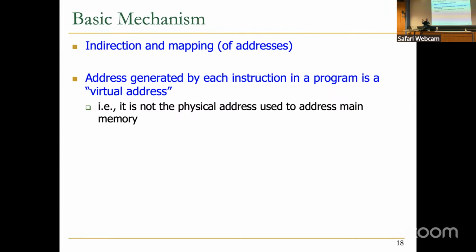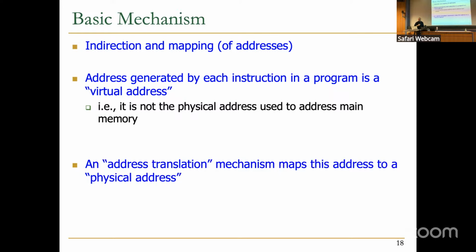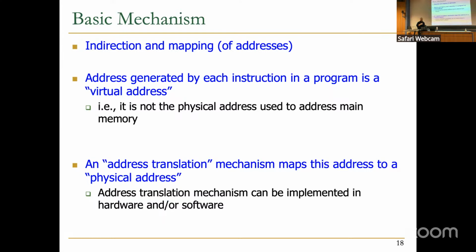When you write your C and Python programs and you print the addresses, right? These are virtual addresses. These are not physical addresses. Underneath, the system goes and translates these addresses so that it's able to access the physical memory. So an address translation mechanism maps the virtual addresses to the physical ones. And there are many different ways of implementing this.